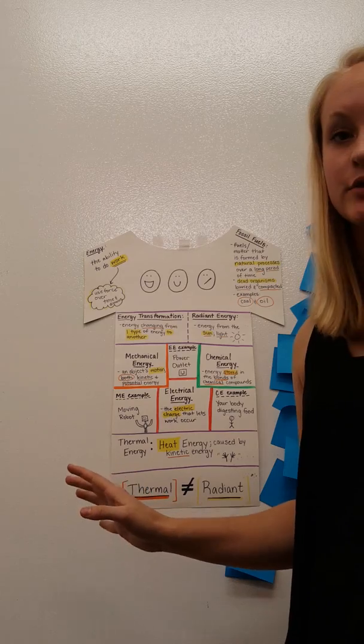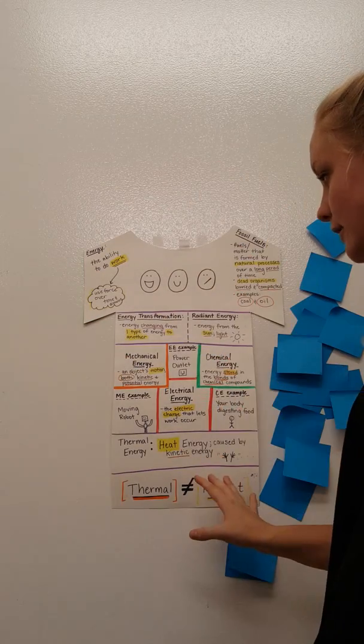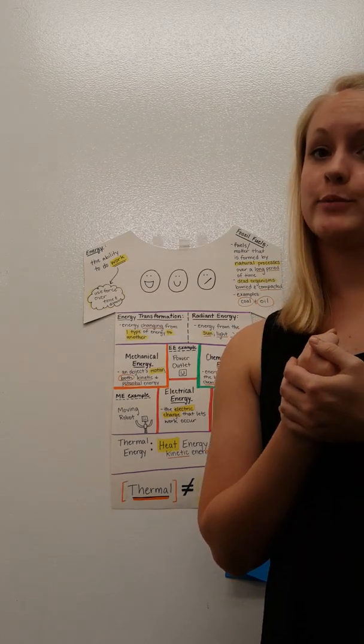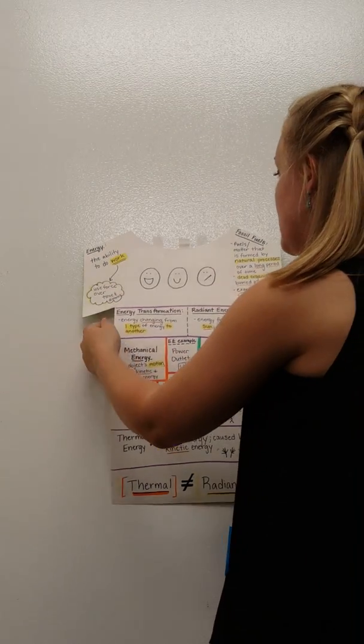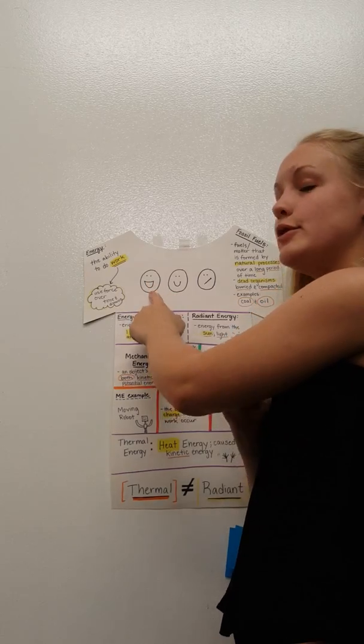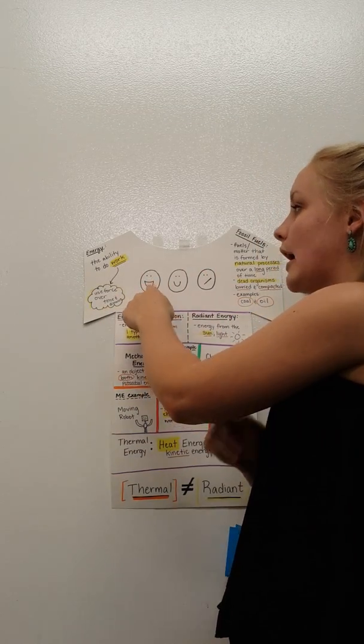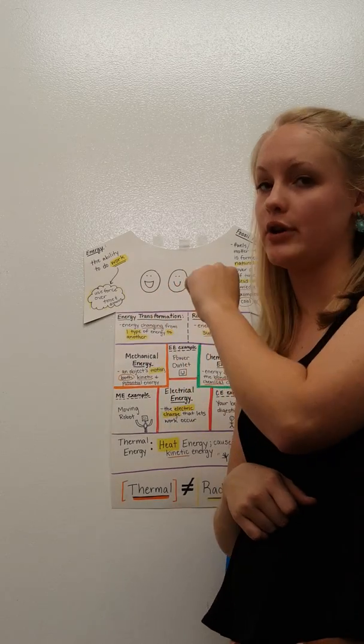I want you guys to make sure that you are looking over all of these, memorizing what they mean, and remember, we are going to use these in our experiment tomorrow. Now, once you've memorized them and looked through them a little bit, I want you all to circle or color in which face represents your understanding.